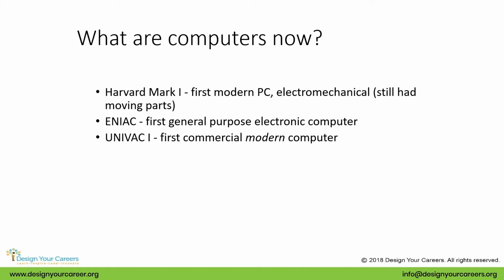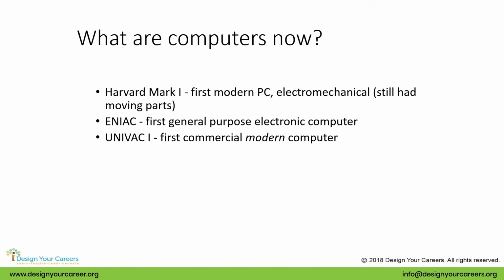So next came the ENIAC, which was the first general purpose electronic computer. And you may have noticed that we went from electromechanical to electronic. So we're getting rid of some mechanical components here and making them electronic.